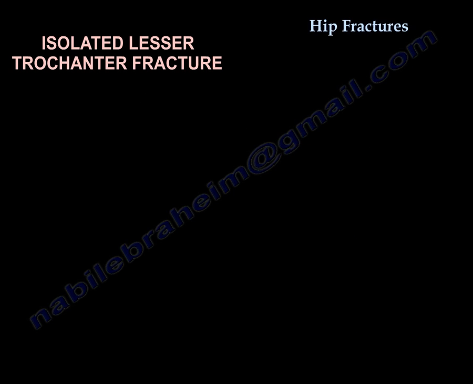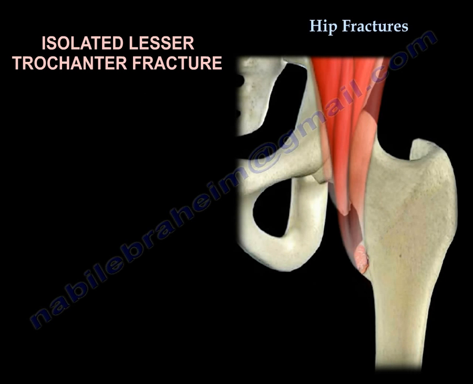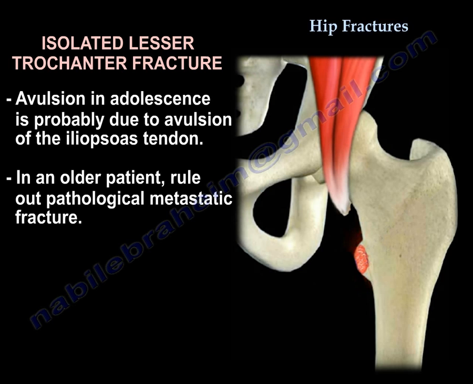Lesser trochanter fracture, isolated. If it is an avulsion in adolescence, it's probably due to avulsion of the iliopsoas. However, in an old person, rule out a pathological metastatic fracture.